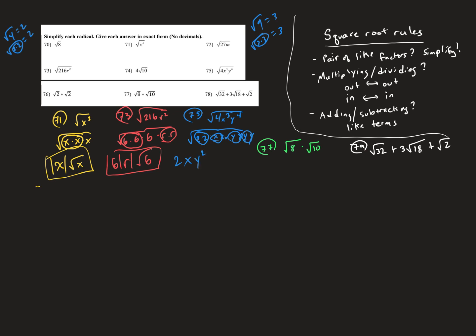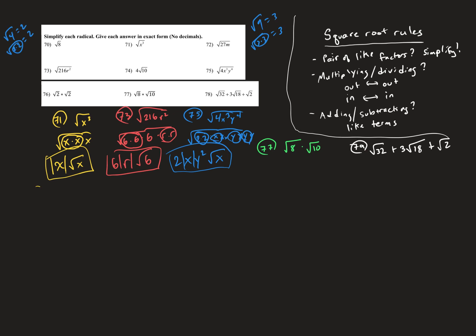Now, there's a y squared because I had 2 pairs of y's, right? So I pulled out a y and another y. And there's an x left behind. And absolute values around any variables. Now, technically, the y squared we know will be positive. If you put an absolute value around it, it's fine. But the only thing that really needs it is the x.